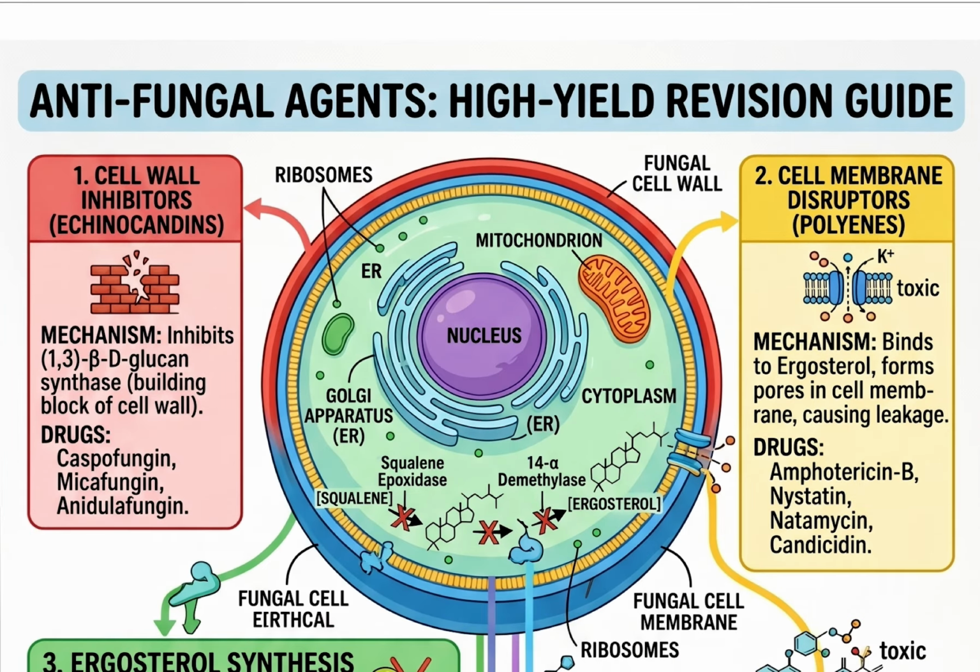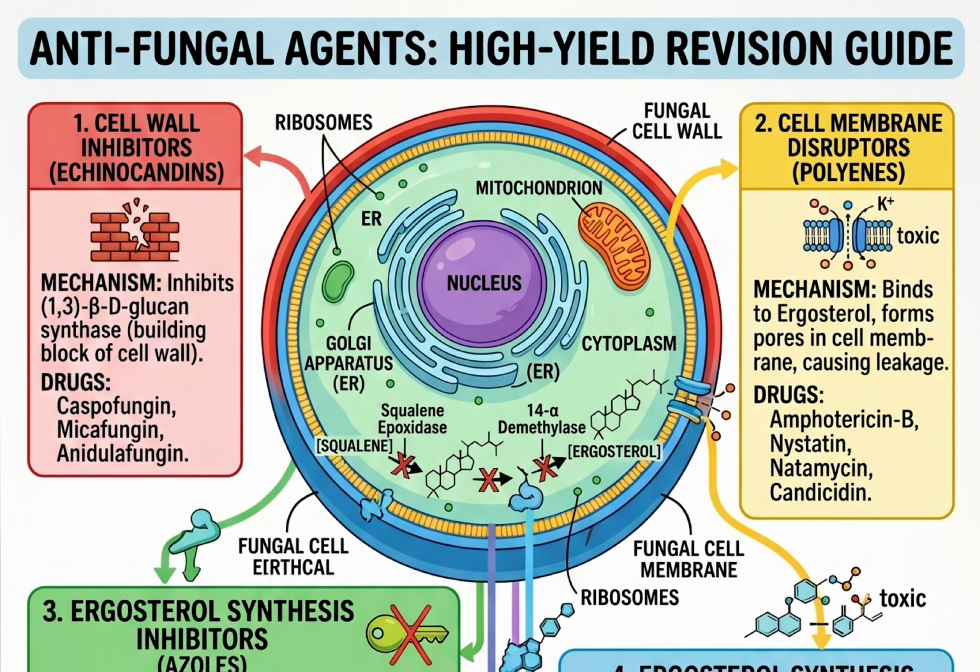Next, how do these antifungal agents work? What is the mechanism of action of different antifungal agents? First, we will discuss cell wall inhibitors. These cell wall inhibitors inhibit beta-D-glucan synthase. Beta-D-glucan synthase is essential for building the cell wall of fungi, which is made up of NAG, N-acetyl glucosamine. Due to this inhibition, the cell wall is not formed. The drugs responsible are caspofungin, micafungin, anidulafungin.